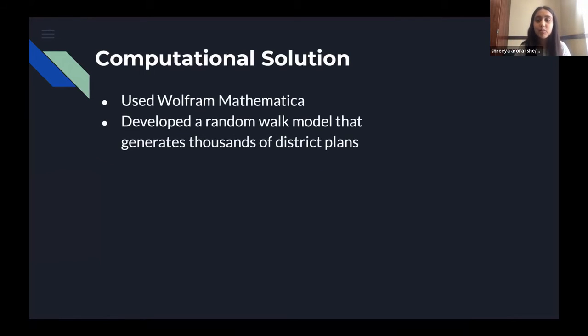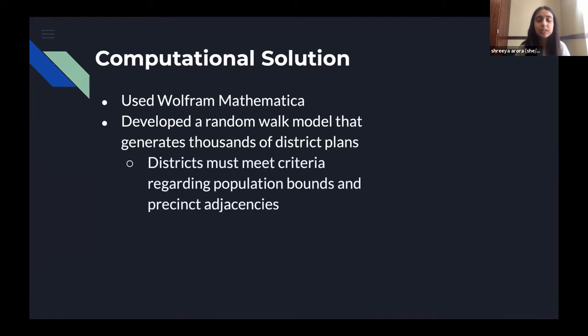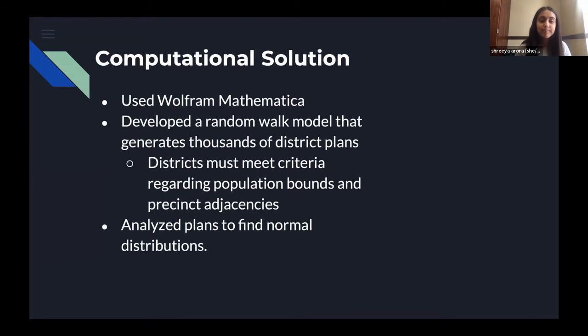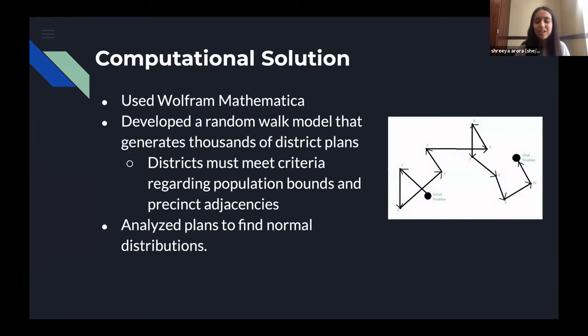We developed a random walk model that generates thousands of districting plans. These district plans continue to meet the criteria regarding population bounds and precinct adjacencies. Once we created these plans, we analyzed them to find normal distributions and find what the number of districts should be for what party. This is an example of what a random walk model looks like. Each step is randomly generated, the size and direction. It's not decided beforehand, and as you go through, it's different every single time.